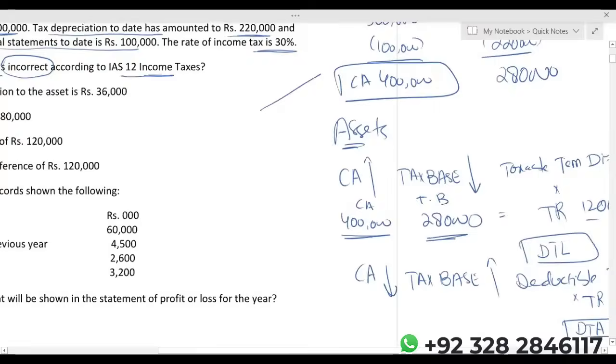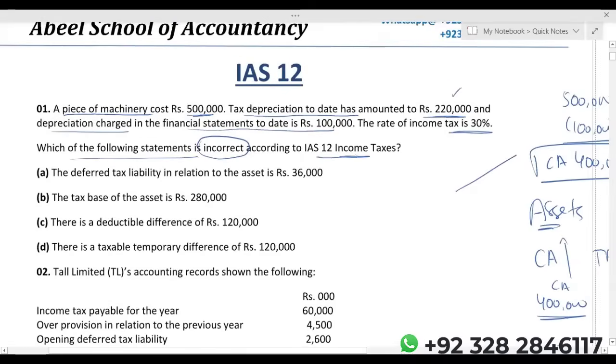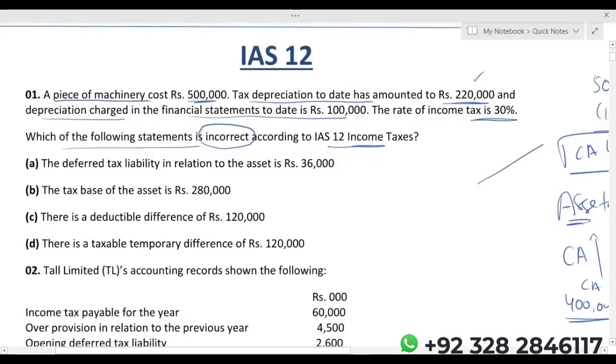Now let's check. And this time they're not asking us which one is correct. They're asking us which of the following statements is incorrect. The deferred tax liability in relation to the asset is 36. Can I say this is correct? But that is not our answer. Why? Because the question is to tell us which one is incorrect. Tax base of the asset is 280. Correct.